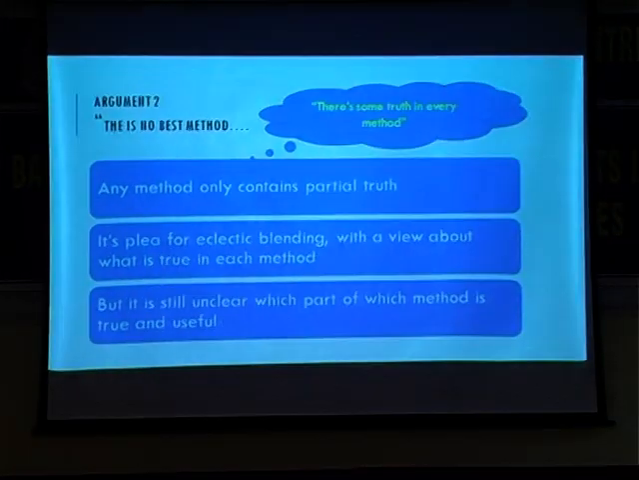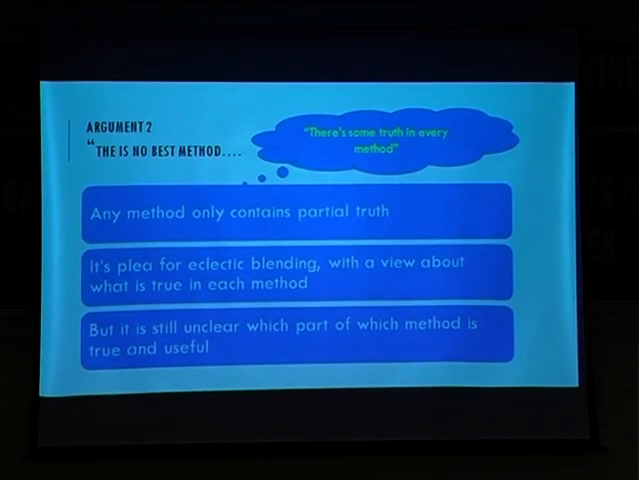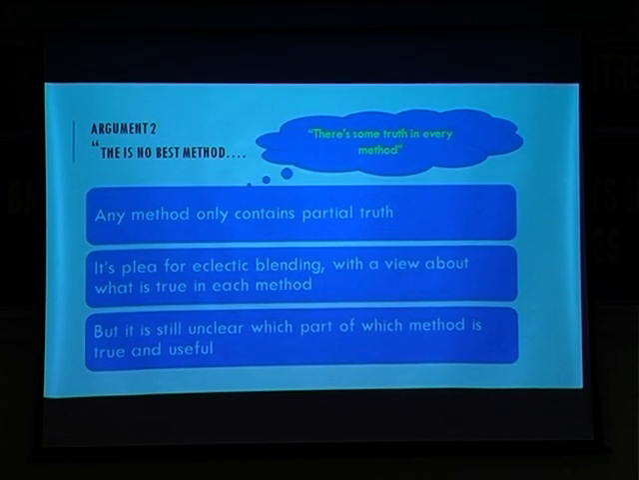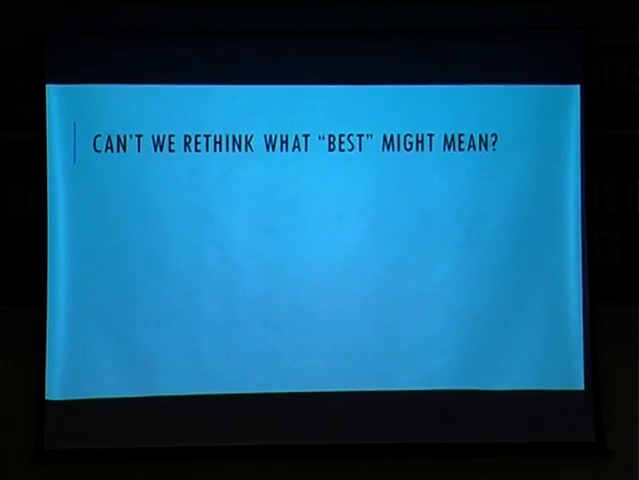That means if you are able to identify objectively what is the best part of each method, and if you are able to take it out separately and club it into an eclectic mode or an eclectic blending, you will be able to make a best method out of that. But is that possible? No, because it is still unclear which part of which method is best and which is not best. So again, the second argument about why there is no best method will not work.